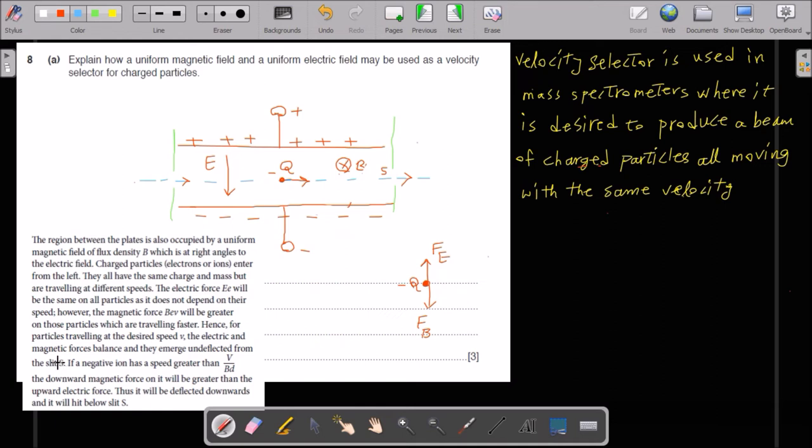So for this question, you should explain a summary of this part. So a summary of these 10-12 lines. If you explain a summary of these 10-12 lines, three or four lines will be enough for the velocity selector.